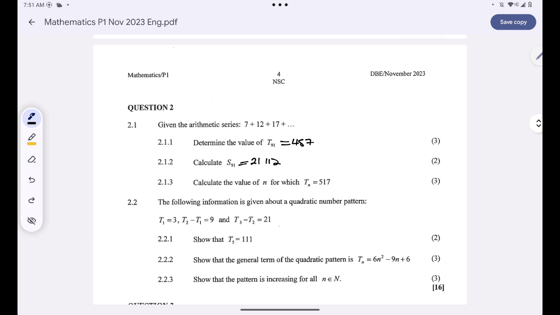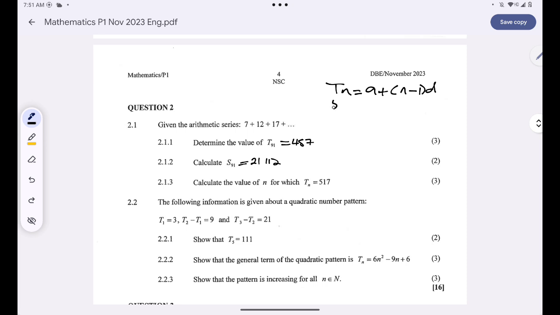Okay, and then now they want us to calculate the value of n, in which tn is 517. I'm supposed to find the position of 517 in my sequence. Basically, I need to find n. Okay, so I'll simply say tn is equal to a plus n minus 1 d. Why am I using this formula? Because this formula is the one that generates all the terms of an arithmetic sequence, right?